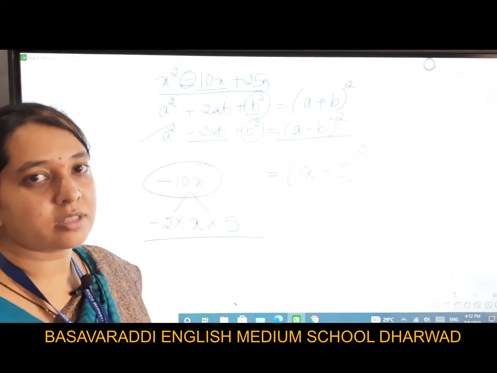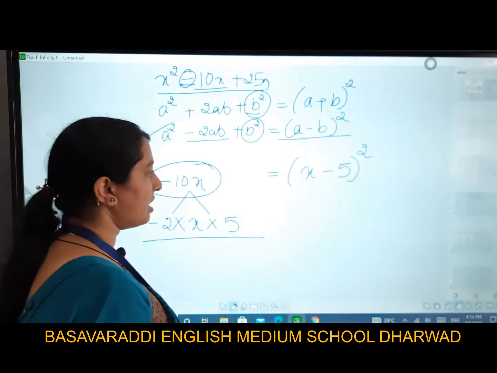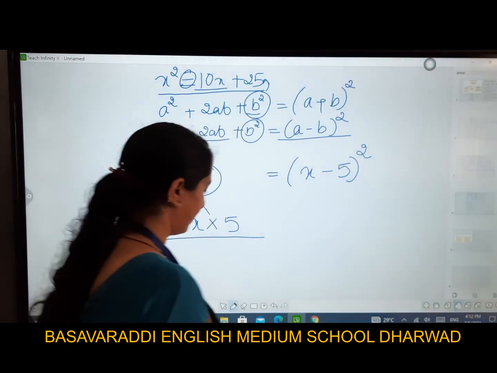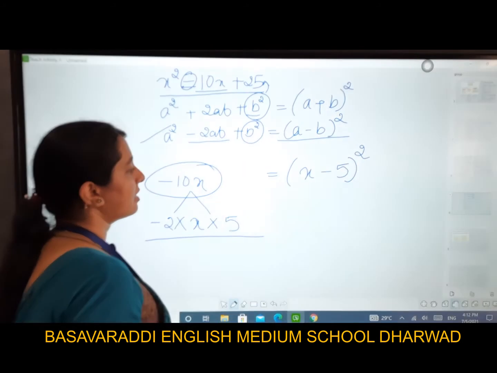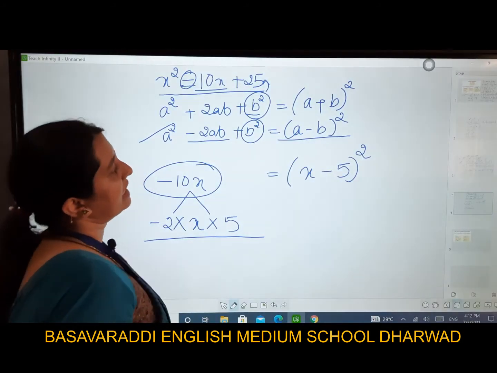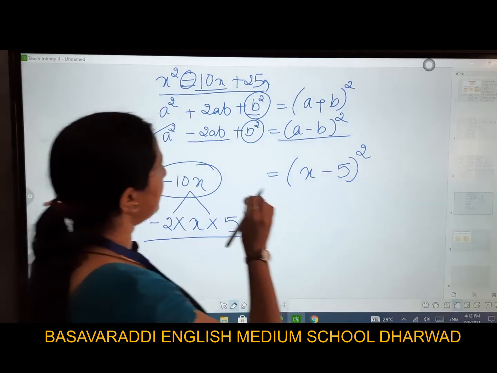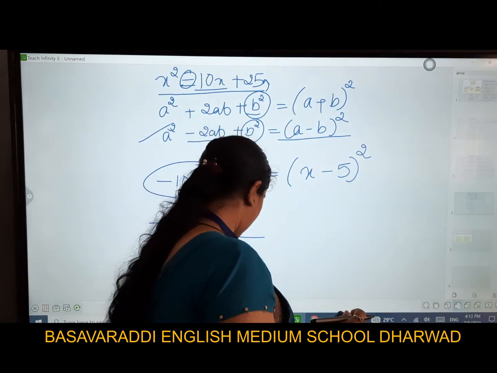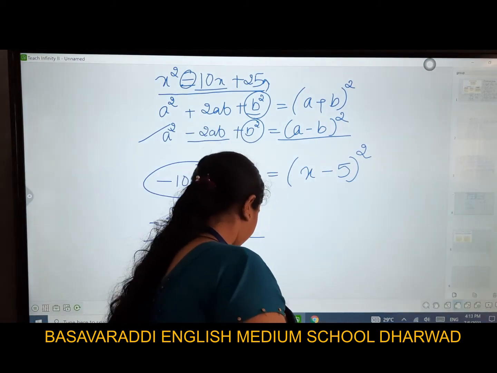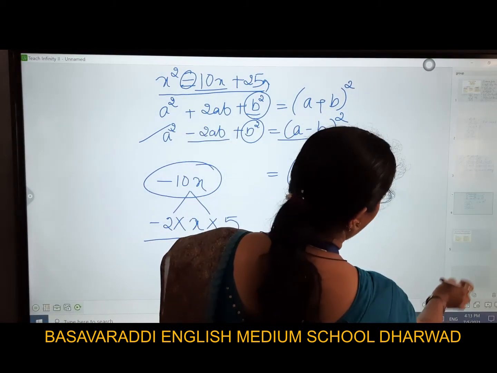Any doubts? Sure. So shall we go with the next one here? The next one that we are going to see is about the same one, that is using the squares. So let's have one more example here.